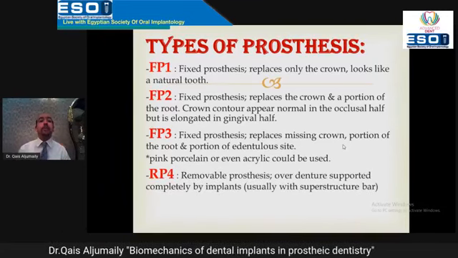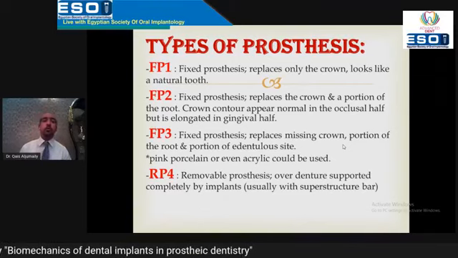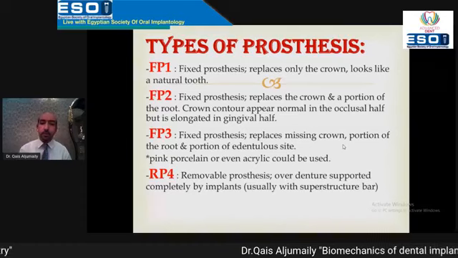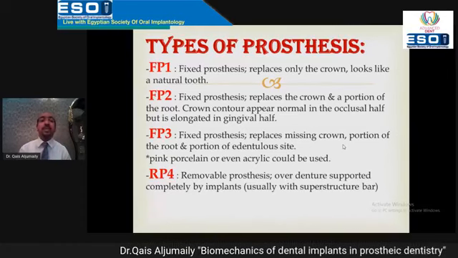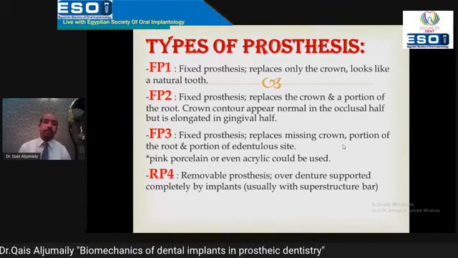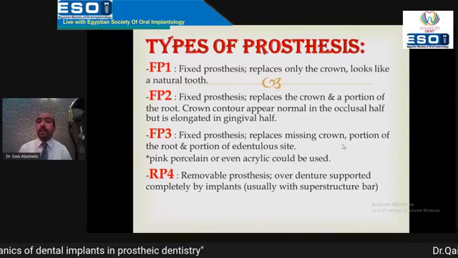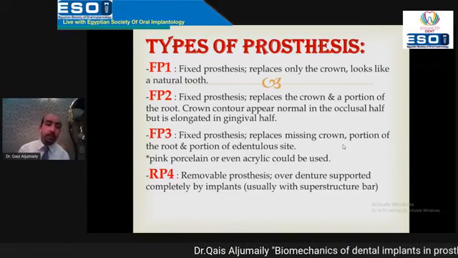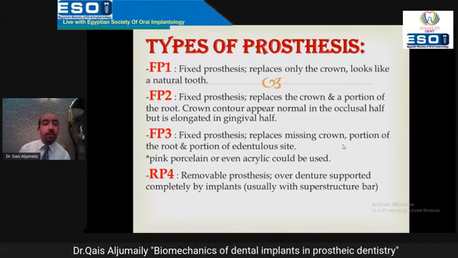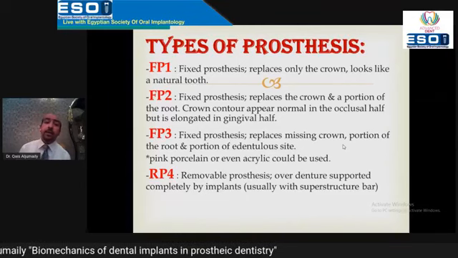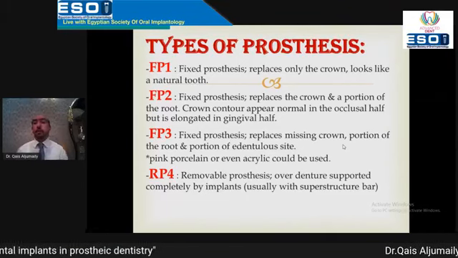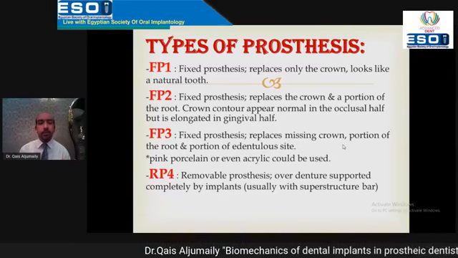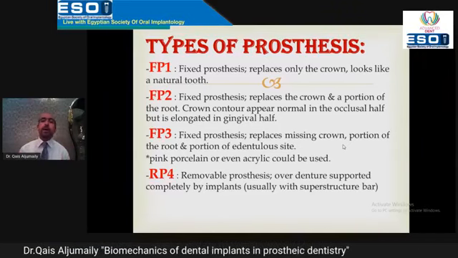Type 4, which is a removable prosthesis. So type 1, 2, 3 is a fixed prosthesis. Type 4 is a removable prosthesis. It is an overdenture, but it's completely supported by a dental implant. So it's a superstructure. We can use it by the use of the bar, for example. We can connect a bar over our implants, and then the denture will be connected or attached to this bar. So type 4 is a removable prosthesis completely supported by our dental implant.